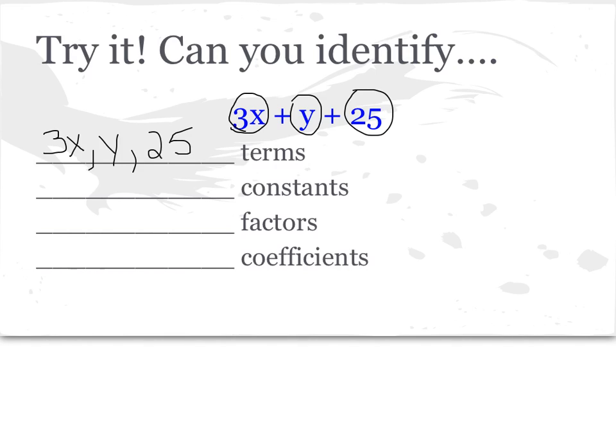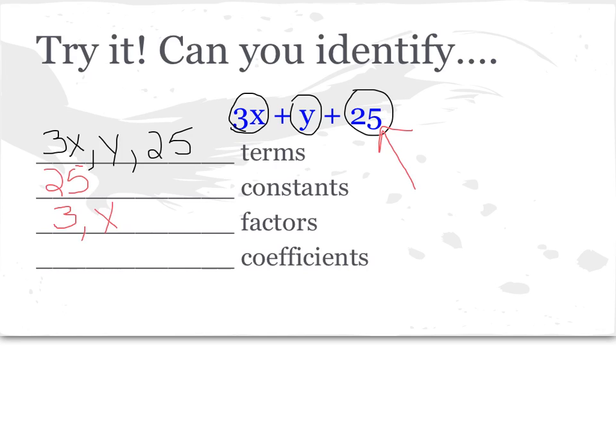If you said that there is one constant in this expression, you would be correct. The number 25 does not accompany a variable. It is by itself and it does not change. So the number 25 is our constant. The factors in this expression, there is only one factor pair, and that is 3 times x. So we know that 3 is a factor and x is a factor.